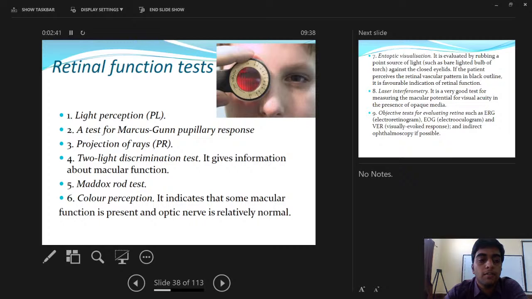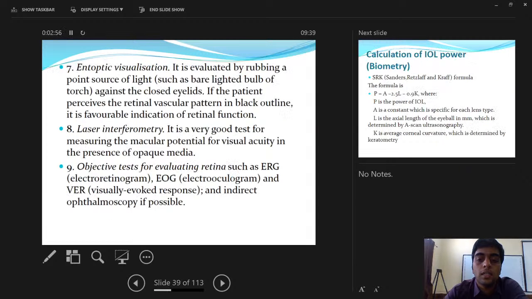Then there are certain retinal function tests which are supposed to be done, like perception of light, a test for Marcus Gunn pupils, projection of rays, two light discrimination test, Maddox rod test, color perception, entoptic visualization, laser interferometry, and other tests like ERG.